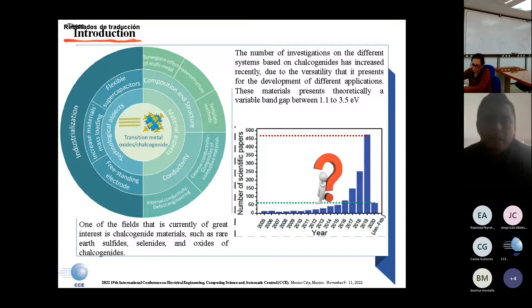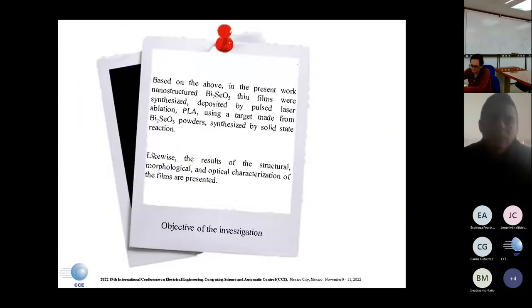These materials present a theoretical variable band gap between 1.1 and 3.5 electron volts. It's important to study new semiconductor materials to satisfy the current demand we are facing. Now the study of chalcogenide materials is of great interest due to the application in solar cells, waste heat utilization, and pollutant degradation. The interest of this work is the development of new, novel functional materials obtained by means of simple techniques. The study of the physical properties of this material will allow the development of new applications in the form of powders or thin films.